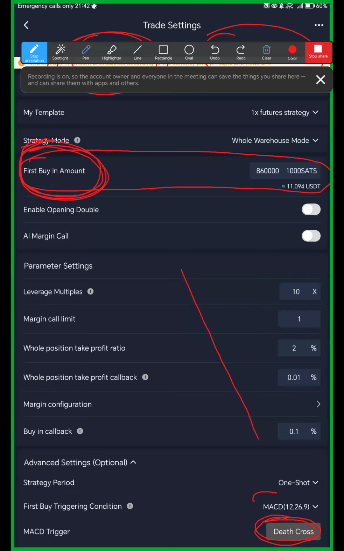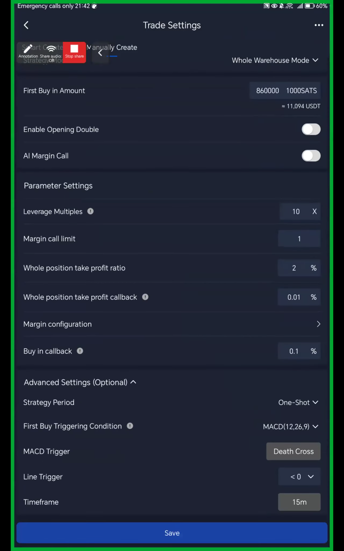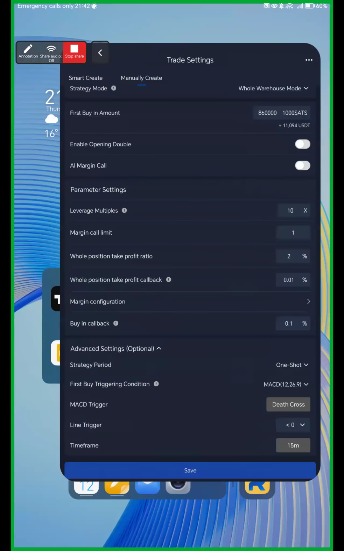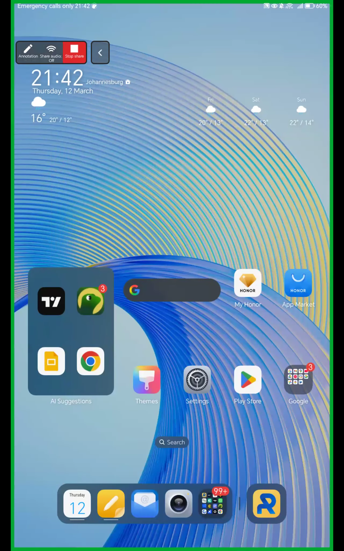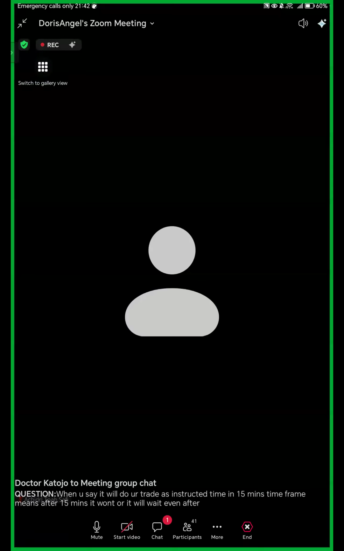Is this clear, ladies and gentlemen? Or am I speaking in tongues? Let's help each other. Is this clear?